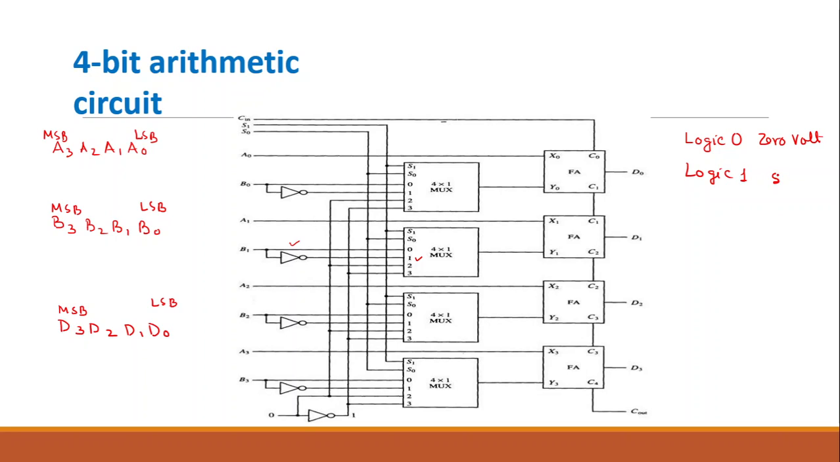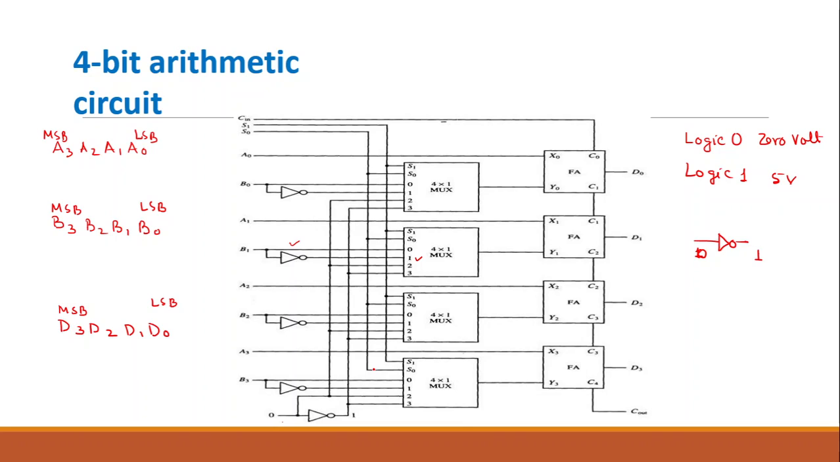That is nothing but 5 volt. So a logic 1 signal can be generated through an inverter whose input is 0. If its input is 0, its output is 1. So one input is 0, that will go to the D2 input of each multiplexer, and the 1 will go to the D3 input of each multiplexer.